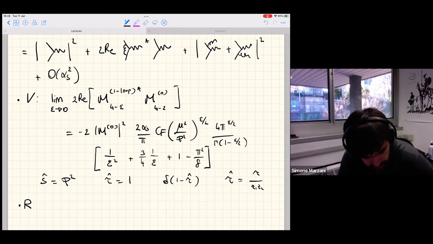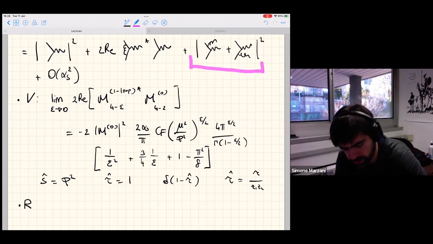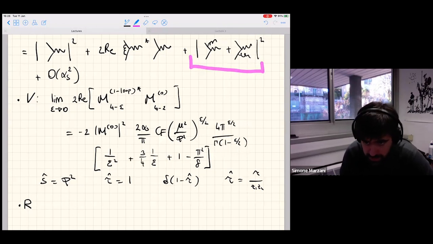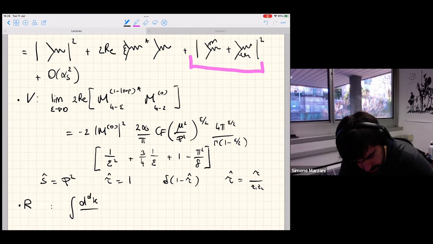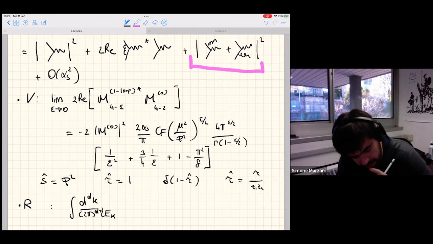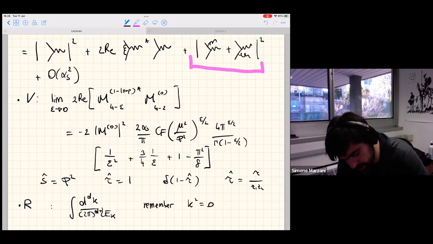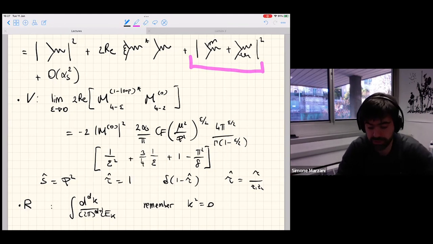What about the real contribution? Well, we have to take these two diagrams, sum them and square them, and then we have to integrate them over the phase space of the real gluon. We do this integral in D dimensions. And remember that now k squared is equal to zero, because in the case of the real emission, the gluon is on shell.